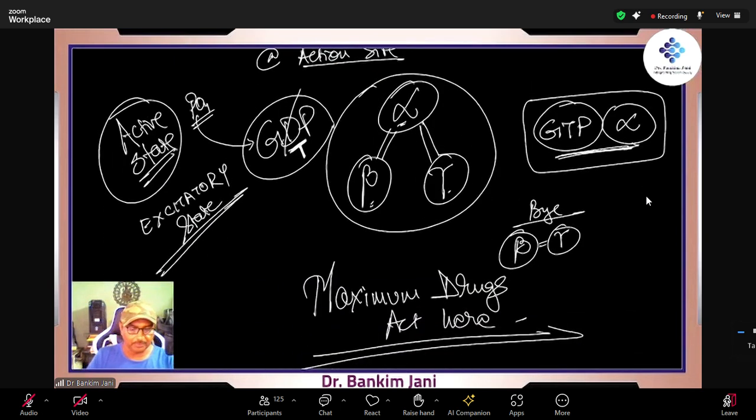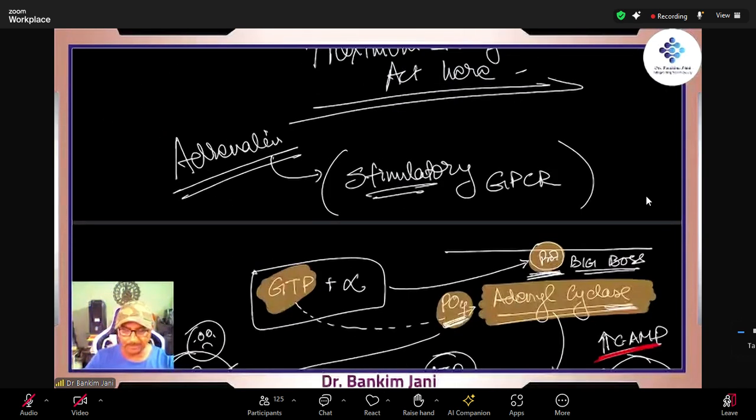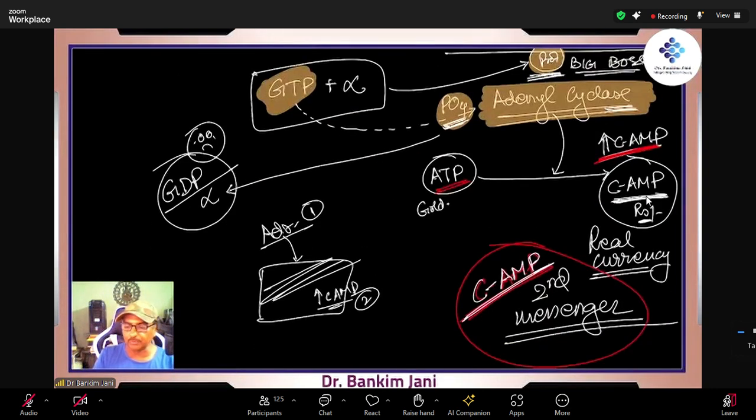Once it is active, it will become GTP. When it is GTP, alpha says, bye-bye friends, now I am a businessman, GTP and alpha. Right? They make a complex. That complex moves to adenylyl cyclase. Adenylyl cyclase will say, give me this phosphate, and then I'll do this and that. It gives, and then GDP goes back to the original state, right? This phosphate is taken by adenylyl cyclase and he will use it, and this ATP is converted to cyclic AMP, which is like a real currency.